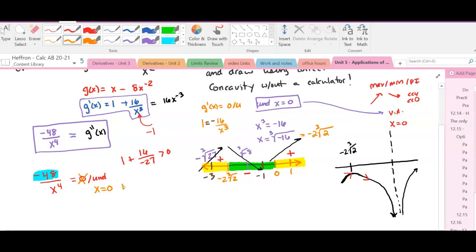So this is a possible point of inflection, but we will need to see if it crosses or bounces, so we'll do another sign test. This first one was at f prime or g prime of x. This next one will be g double prime of x. So as I do my sign test at 0, let's just pick 1 and -1.